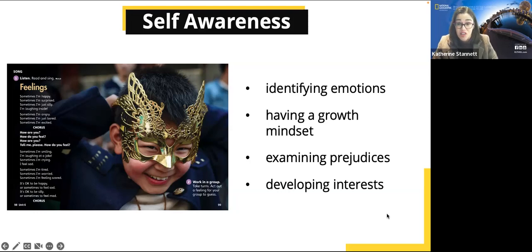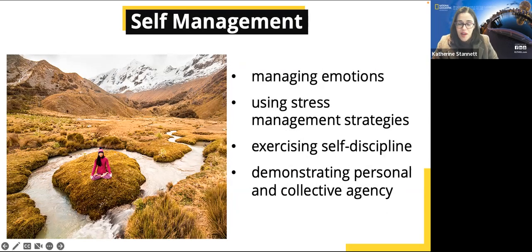Now let's have a look at the next one. Thank you, Emily. So the next slide is self-management. If you think about being able to identify your emotion, as a child, you can say, I feel angry. But it's another level of ability then to be able to manage that anger. And in fact, even as adults, sometimes we find it difficult to manage our emotions. So it's a very useful skill to have, to manage your emotions, to understand the kind of strategies you can use to manage your stress, to exercise self-discipline.